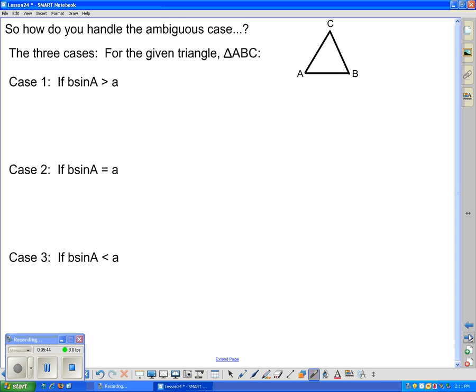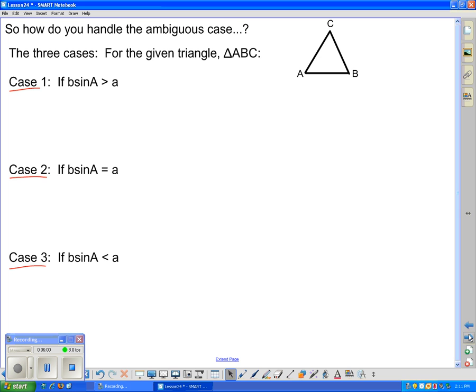So how do we handle the ambiguous case? And this is the key right here. These are going to go on your cheat sheet because you're not going to memorize this. So for three cases, triangle ABC is going to look like the one I've got there. Our three cases are listed down the side. So you'll have this on your printout.